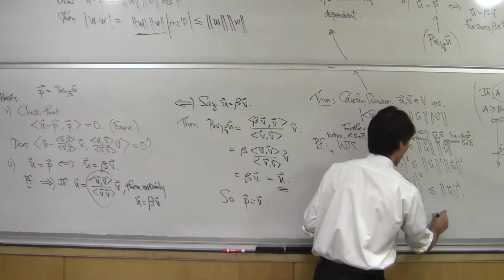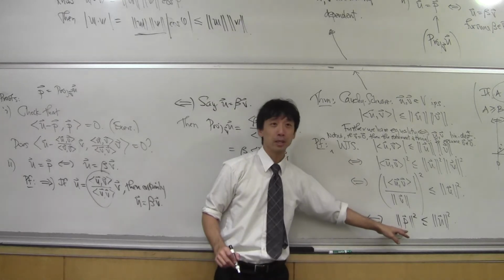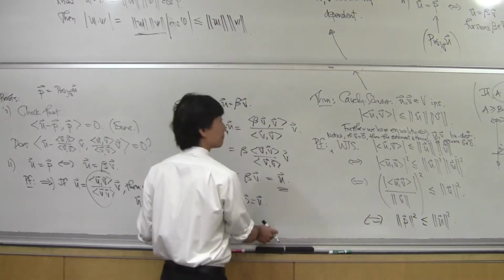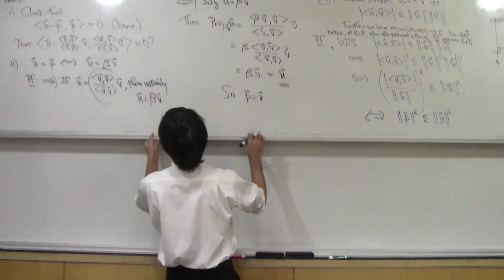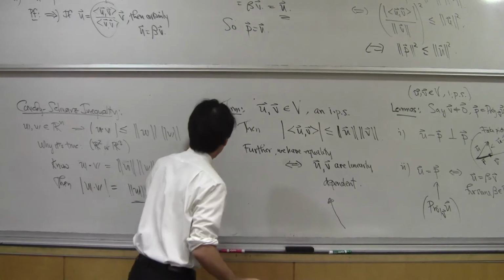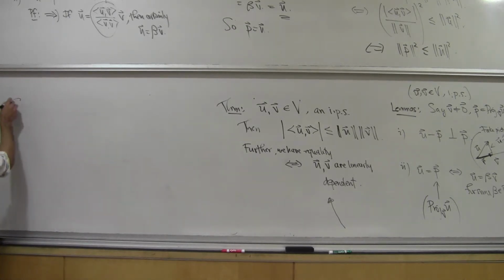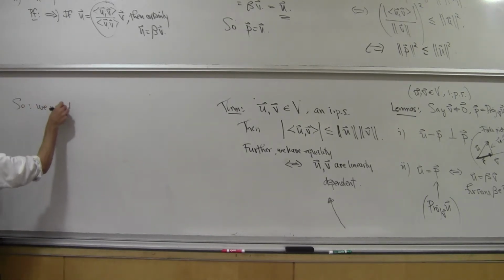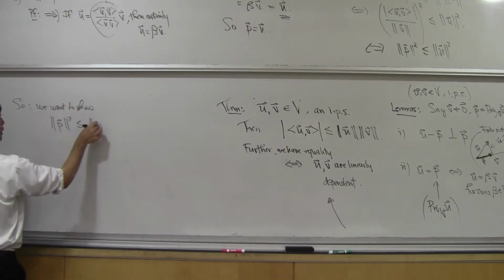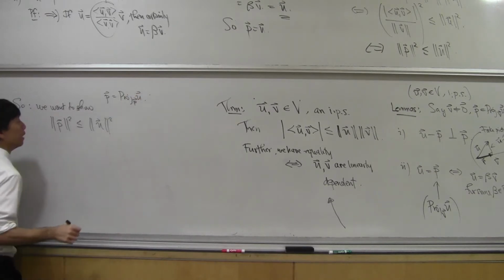So again, we changed what we need to show. The Cauchy-Schwarz inequality is basically saying that the size of the projection is smaller than the size of the original vector. So we want to show that the size of the projection squared is less than or equal to the size of u squared, where p is the projection of u onto v.